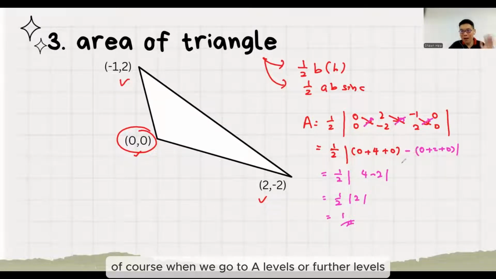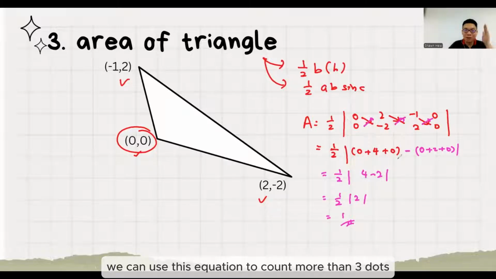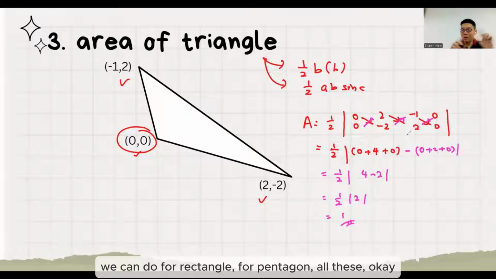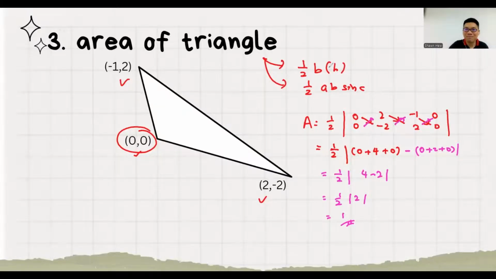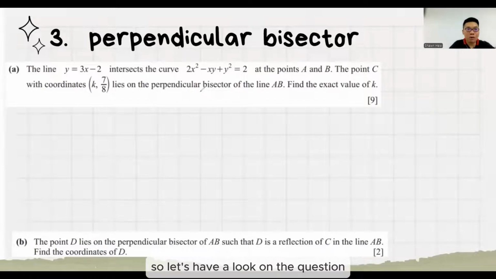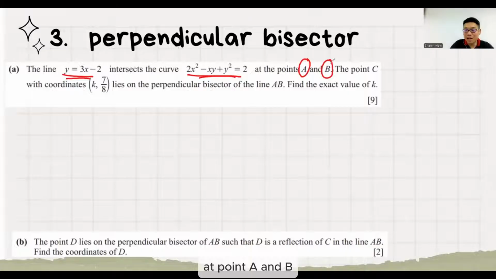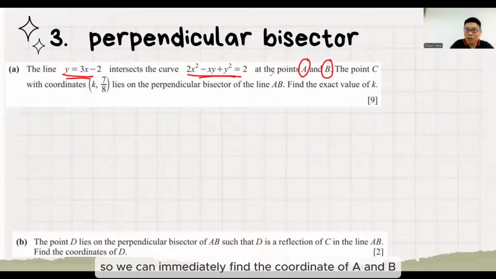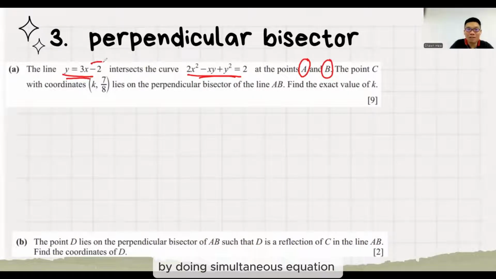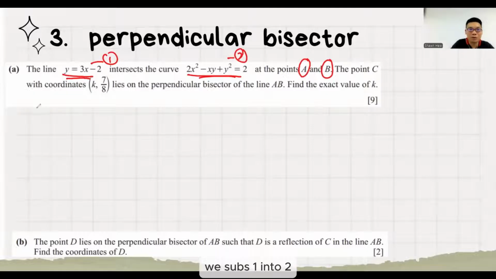So this is the formula to count triangle shape. Of course, when we go to A levels or further levels, we can use this equation to count more than 3 dots. We can do for a rectangle, for pentagon, all this, okay? So let's have a look on the question. They say this equation intersects the curve at point A and B. So we can immediately find the coordinate of A and B by doing simultaneous equation. We subs 1 into 2.